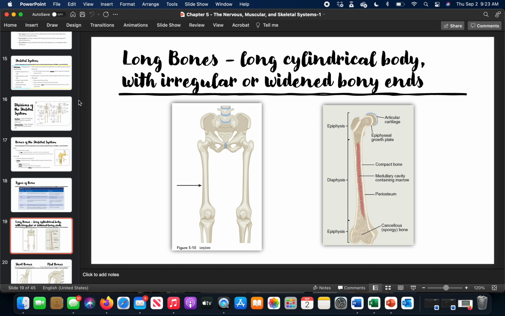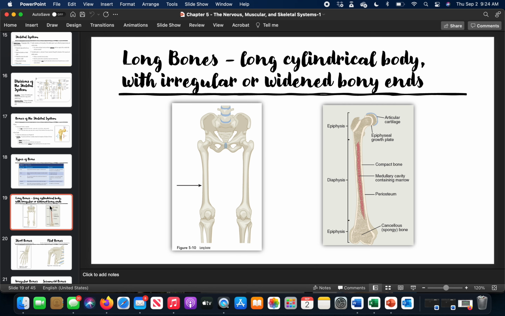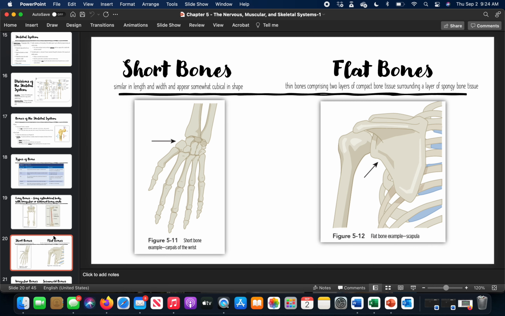Now, the ends of the bone are going to vary, but understand that we're talking more about their larger bone structures. If you look, a long bone has a long cylindrical body with irregular or widened bony ends, whereas a short bone, like it says here, is similar in length and width and appears somewhat cubical in shape. An example of a short bone is the carpals of the wrist, or the tarsals of the ankle.